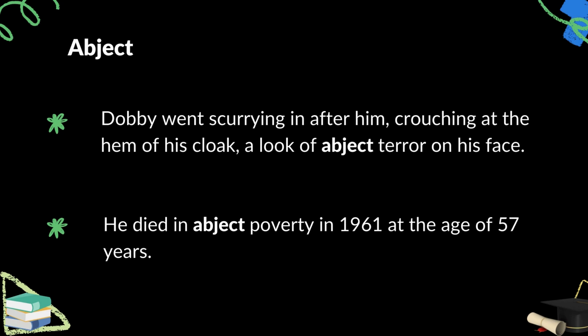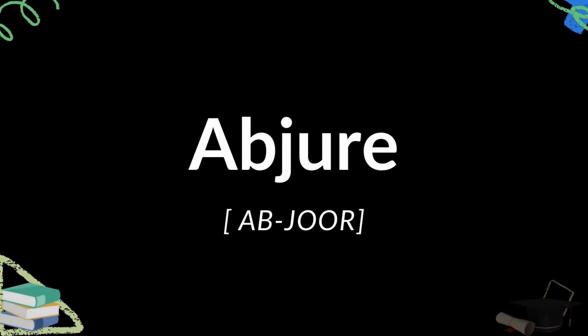Dobby went scurrying in after him, crouching at the hem of his cloak, a look of abject terror on his face. 2. He died in abject poverty in 1961 at the age of 57 years. The next word is abjure.